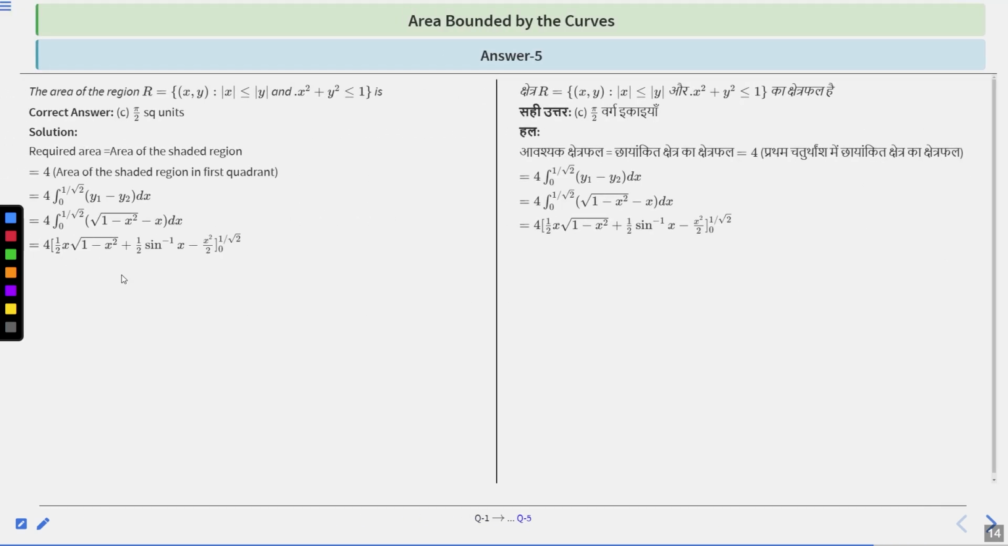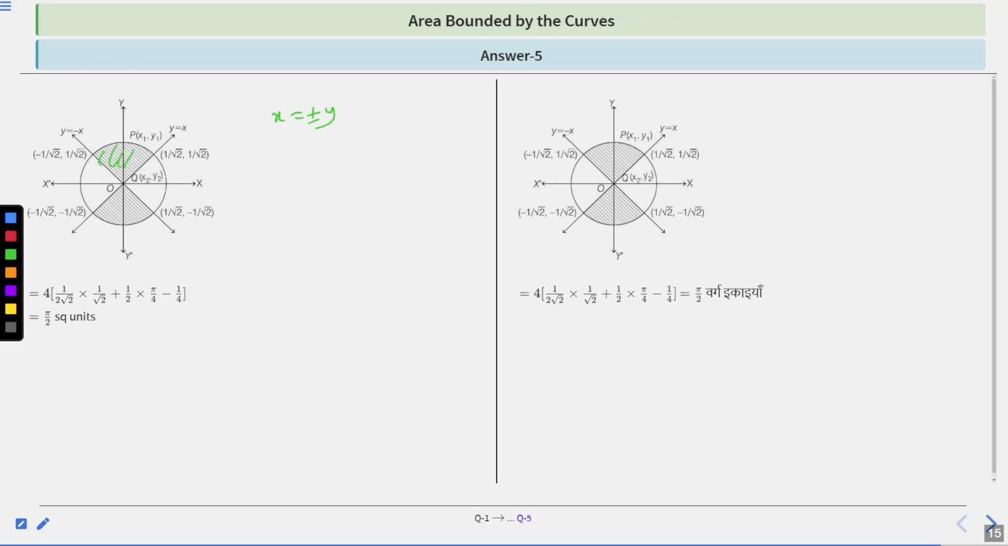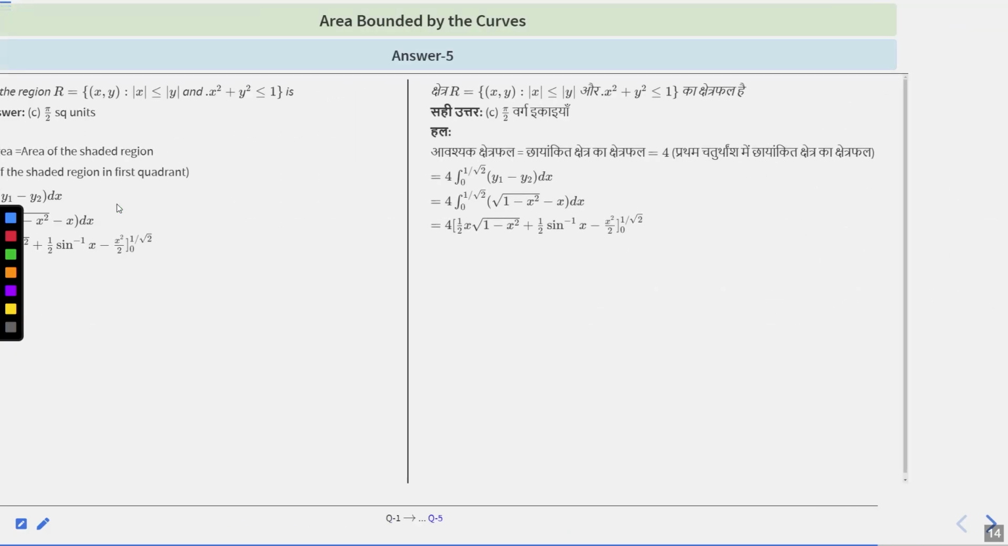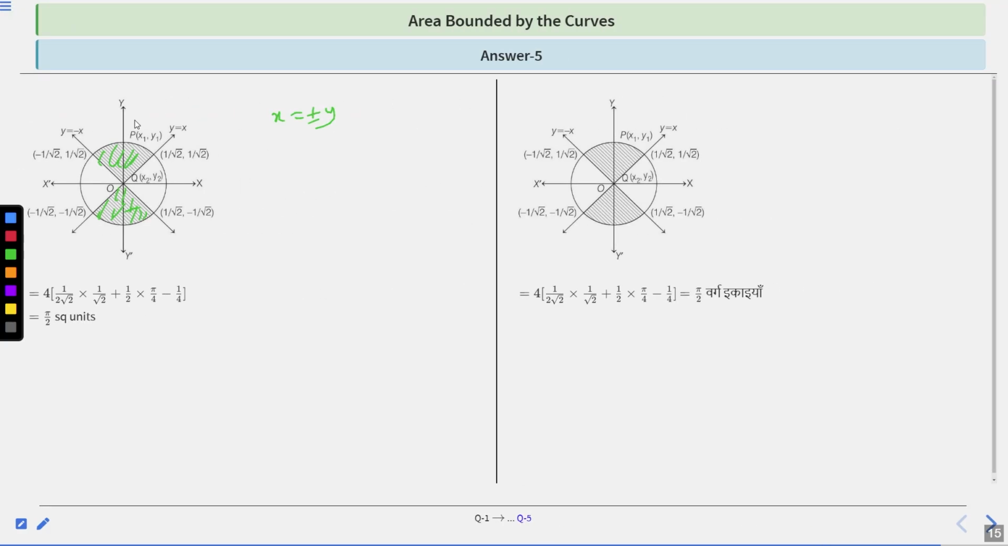We have to find the area of this shaded region, got it? Therefore, the required area is 4 times the area of the shaded region in the first quadrant, since all the four regions are symmetric. So if we calculate the area of one region, we can easily take 4 times that area and we will get the answer.